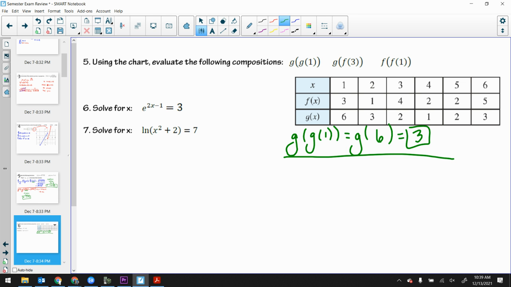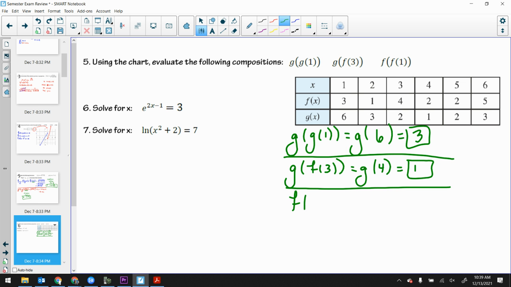Okay, well, let's find g of f of 3. What is f of 3? 4. So I want to find g of 4. Well, what is g of 4? 1. Same thing, f of f of 1. Find f of 1. Well, f of 1 is 3. So f of f of 1 is f of 3, which is 4.